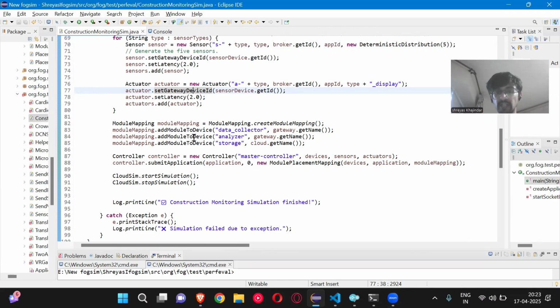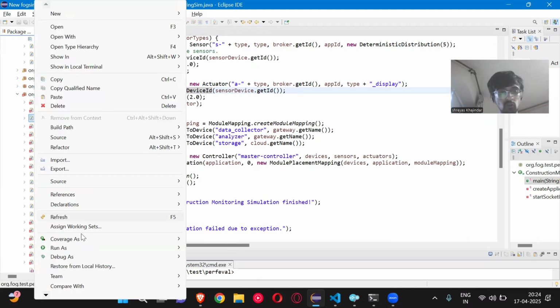This application is constructed with three modules: data collector, analyzer, and storage. The first two run on the fog gateway, and the storage always runs on the cloud. The application defines the data flow of the raw sensor data, which is processed through the modules and sent to the actuators.